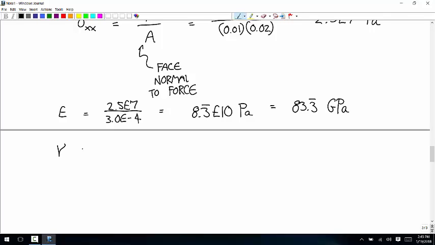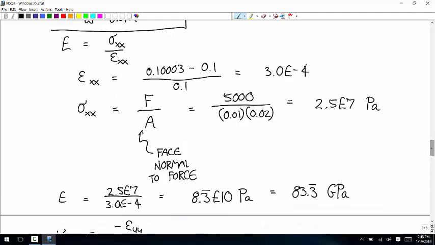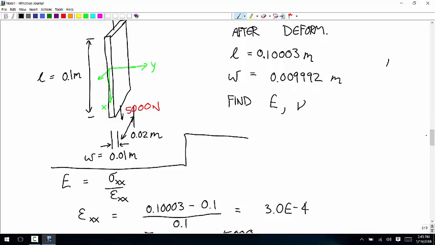And for Poisson's ratio now, Poisson's ratio is the negative of the off-axis strain, epsilon YY, divided by the on-axis strain, epsilon XX. We already have epsilon XX, so we have to calculate YY. That's equal to the deformed length parallel to the y-axis, which is 0.00, and then let's do this. I think I'm going to need that 9 later. There's a 9 on the second page that isn't in this one, but let's put another 9 in here. I think otherwise we're going to get something that's impossible.